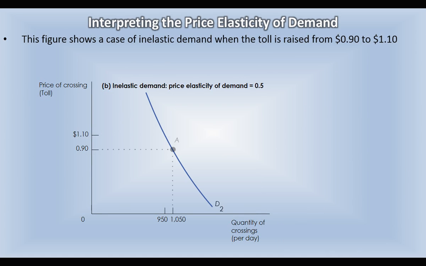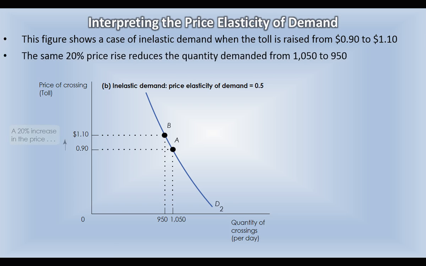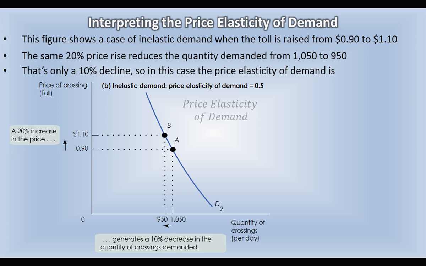All right, so the figure shows a case of inelastic demand for the same situation when the toll is being raised from 90 cents to $1.10. So with inelastic demand, you're going to imagine that the percent change in quantity demanded is going to be less than 20% in this case. The percent change in price is the same, 20%. So the same 20% rise reduces the quantity demanded from 1050 to 950 in this case, which is a 10% decrease in the quantity of crossings.